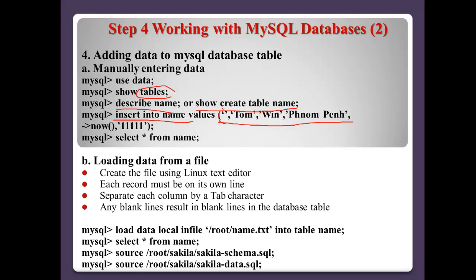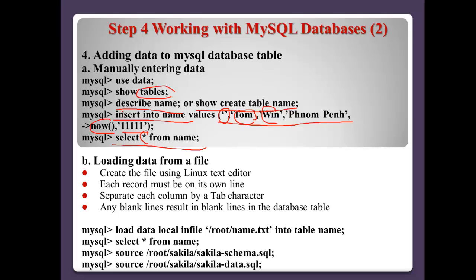For example, here, this one will be ID, Tom will be the first name, Win will be the last name, Phnom Penh the city name, and now the current date, and 11111. This one will be the zip code. And after that, if we want to check whether this data was inserted successfully or not, then we can use this command, select star from name. So here star means all columns. Number 5, loading data from a file. There are 2 kinds of ways to insert data into the database.